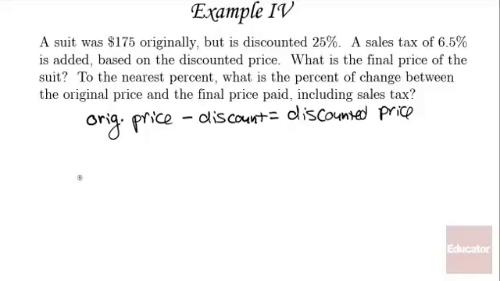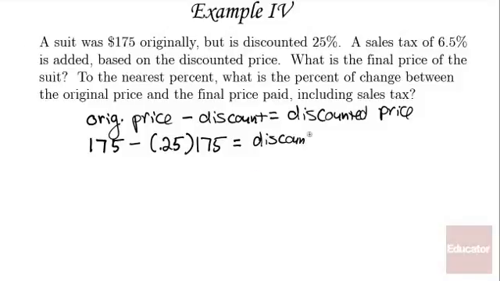Then, once I have that discounted price, I'm going to add the sales tax to that, not to the original price. Well, the original price is $175, and the discount's 25%. So the amount of the discount will be 25% of 175, just writing it all as one equation, and that's going to give me the discounted price. And that actually comes out to $131.25.